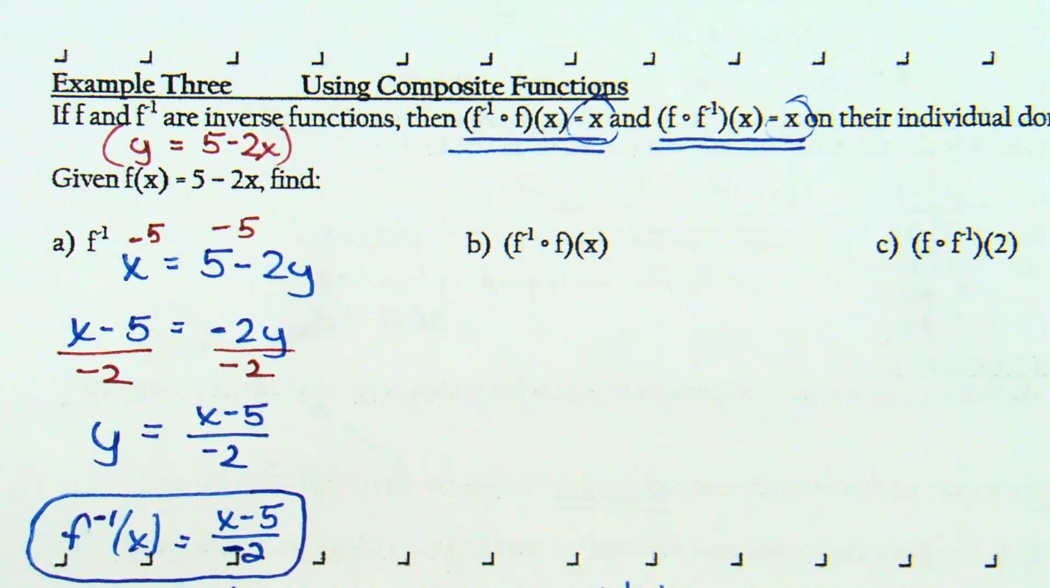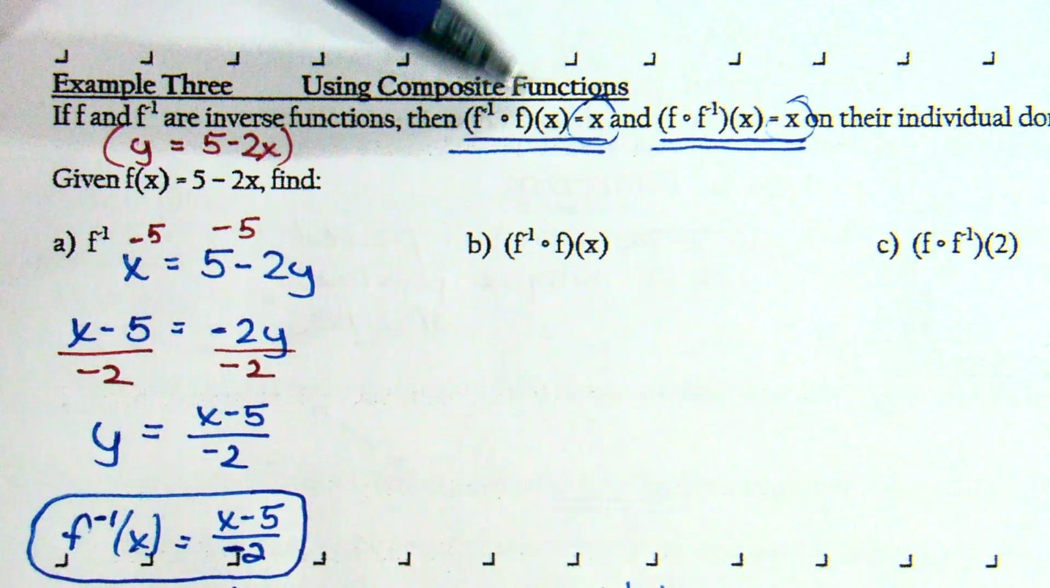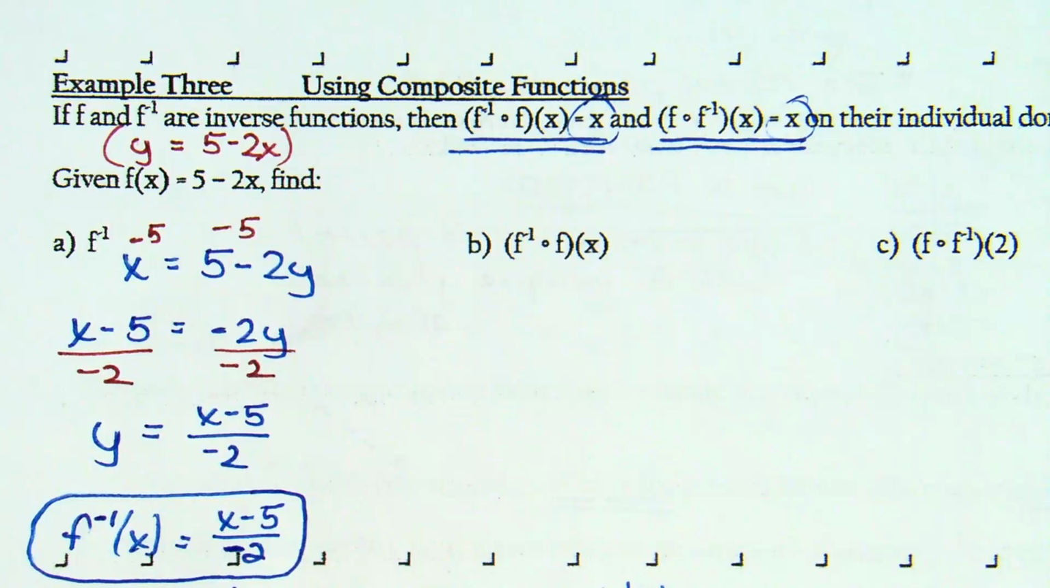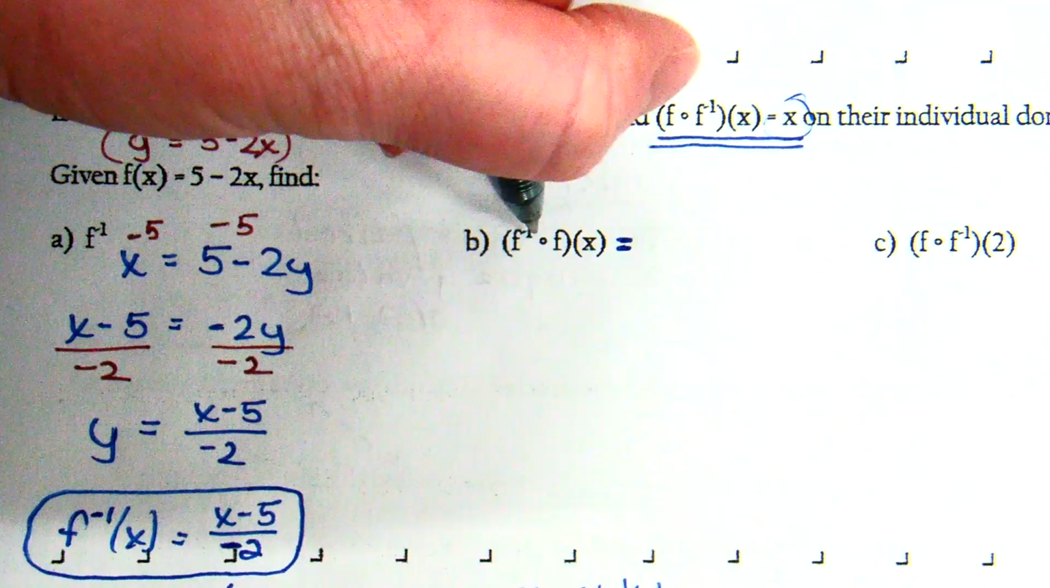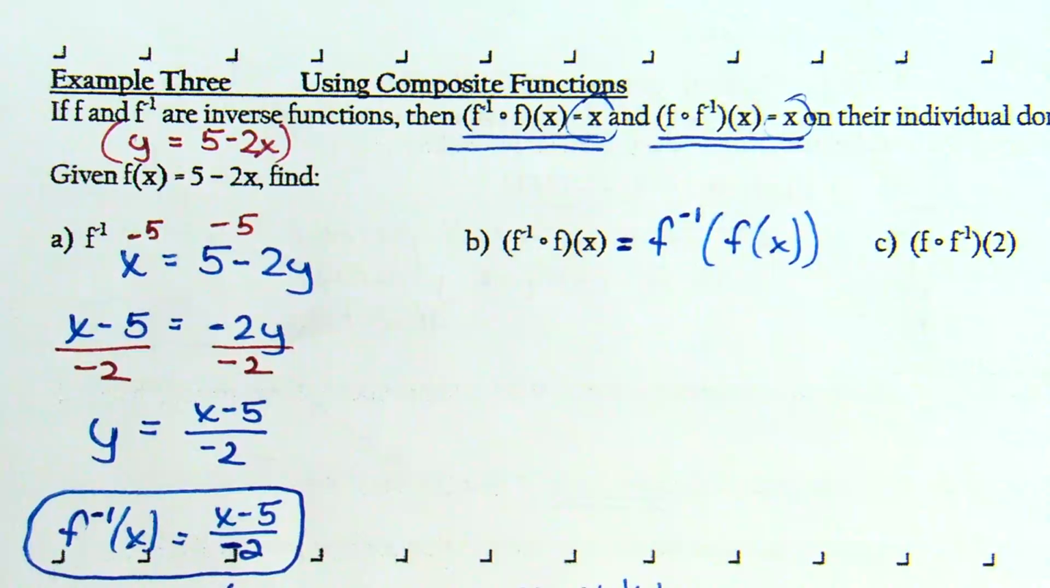Now, we already know the answer to this. Did you catch what the answer should be? x. When you compose, either way, doesn't matter which way, when you compose an inverse and its function, or a function and its inverse, it will always equal x, or whatever's being plugged in. So, let's try it and prove it, or show it. So, f inverse composed with f of x is f inverse of f of x.